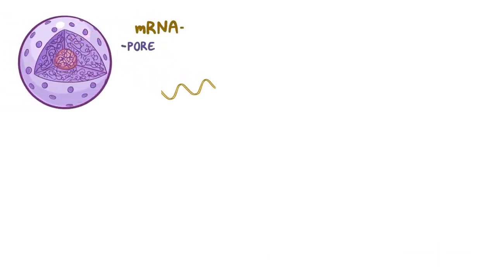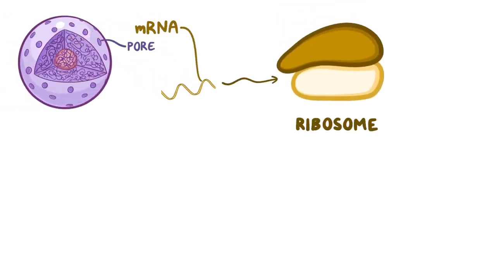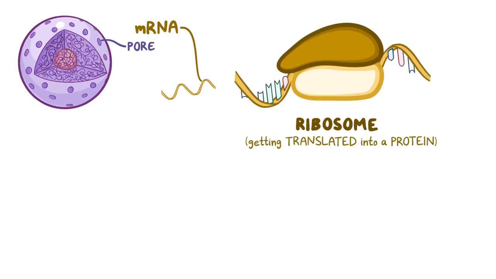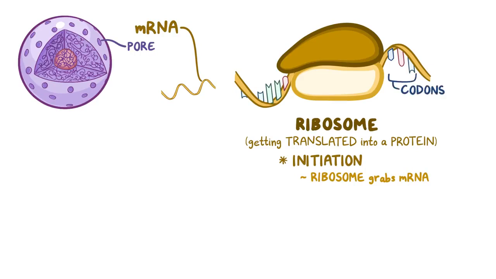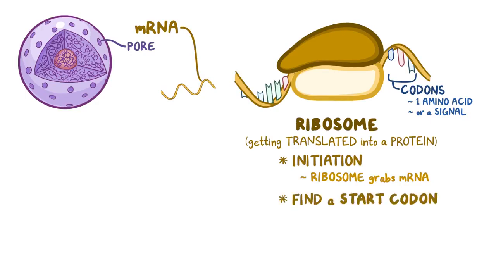The freshly made mRNA floats out of the nucleus through a pore, and hooks up with an idle ribosome to start getting translated into a protein. Right away, there's a process called initiation, which is where the ribosome grabs the mRNA. Groups of 3 letters are called codons, and each codon codes for 1 amino acid, or gives a certain signal, like to start or stop. So for the ribosome to start, it needs to find a start codon.